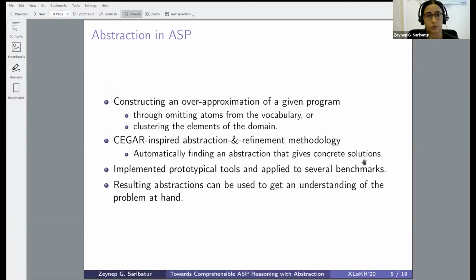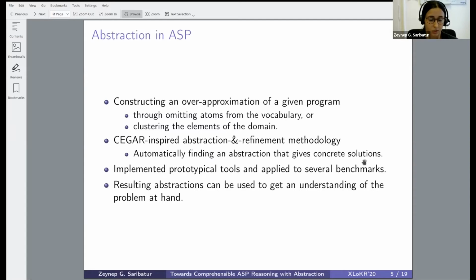So the abstraction notion that we introduced for ASP is about constructing an over-approximation of a given program through either omitting atoms from the vocabulary or clustering the elements of the domain. And the idea is to automatically find an abstraction that gives you concrete solutions. For that, we made use of a CEGAR-inspired methodology, which I will talk about a bit later, where you start with a highly coarse abstraction and then you refine it until you get an abstraction that gives you concrete solutions.